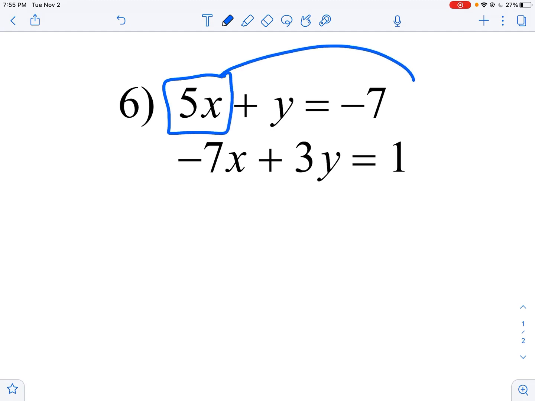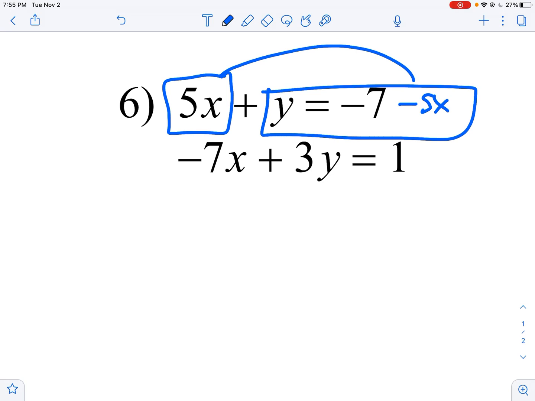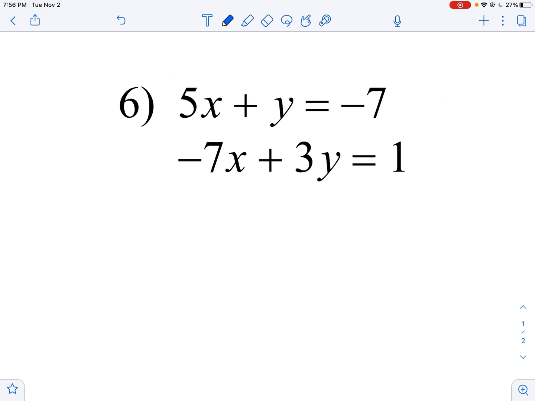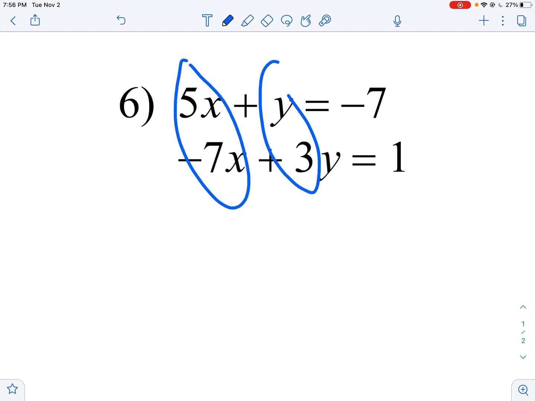If you just take this and subtract it over, you get y is negative 7 minus 5x, and you can take this part and substitute it in here, in the other equation. But chances are, most people don't think to do that because you've got to move things around. It's not ready for substitution. But you can shoot for elimination. The issue is you got 5 and 7, and then 1 and 3, and those don't match. So we can't just add our equations or subtract our equations.